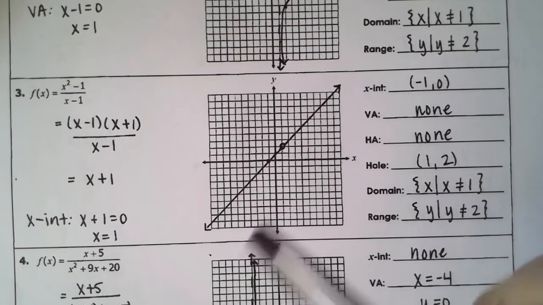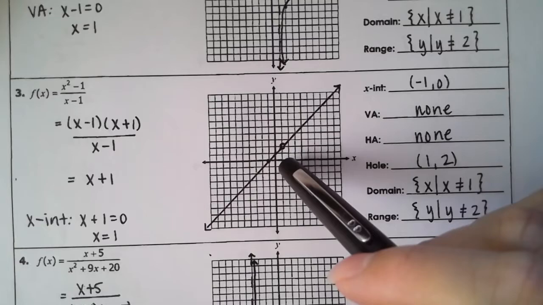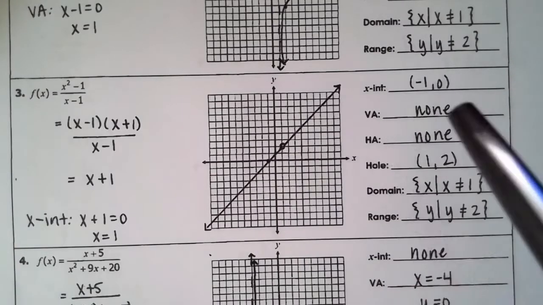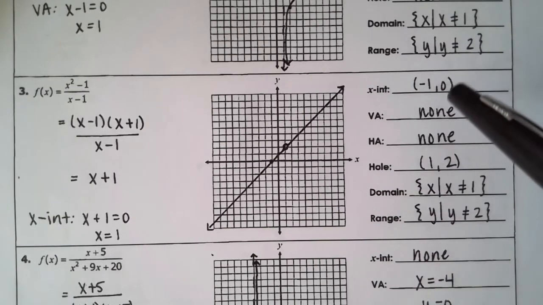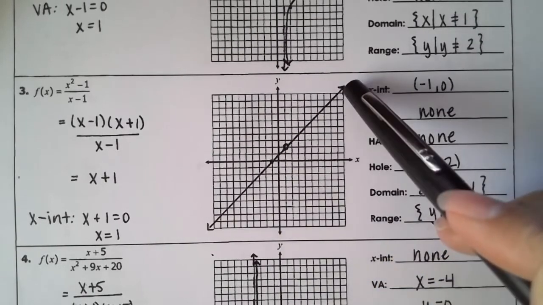I think I messed my graph up. Yeah, I messed my graph up. It was supposed to be at 1 comma 0. Oh, jeez. Okay, so anyway, just be mindful that this graph is incorrect, okay?